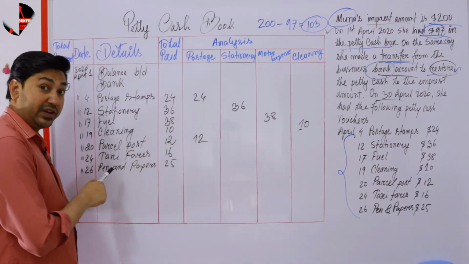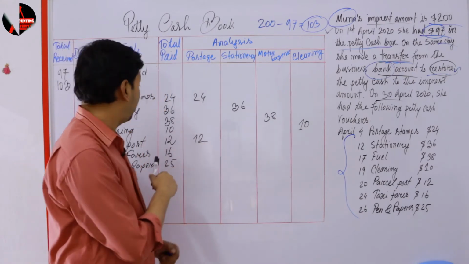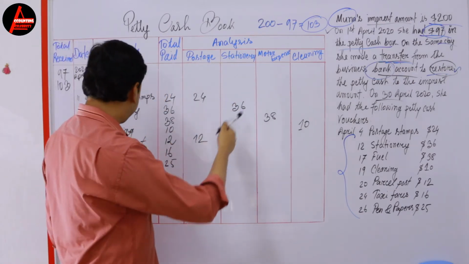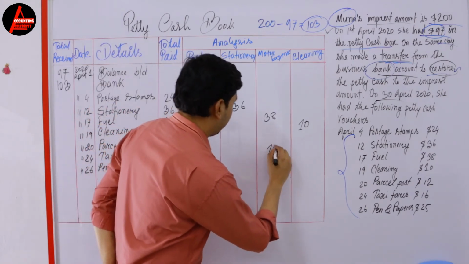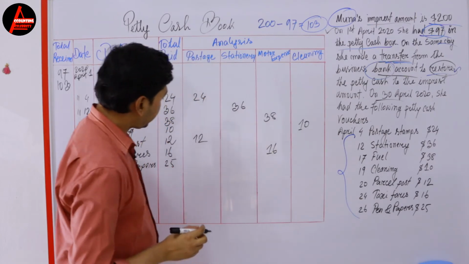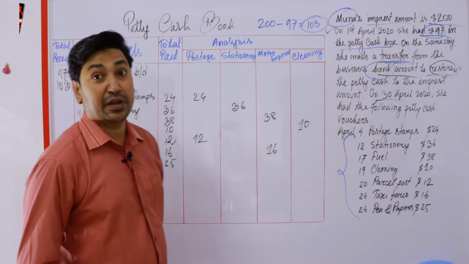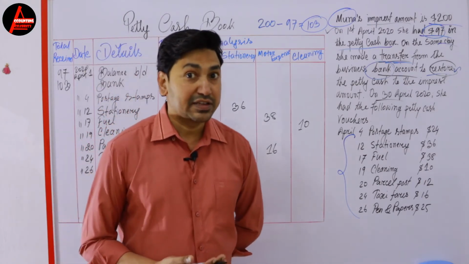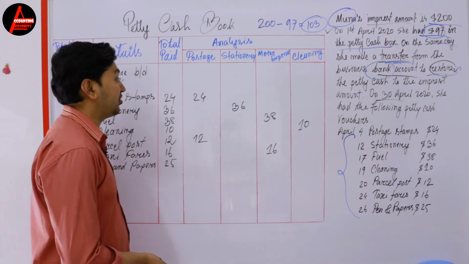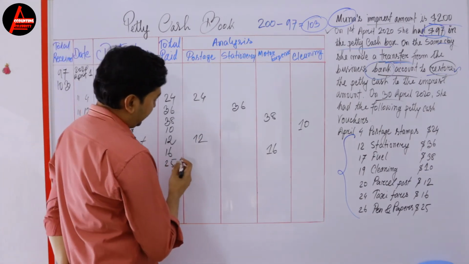After that, taxi fares. Where does taxi fare go? Which column? If you say that motor expenses, you are correct. Very good. Okay, what about last one? Pen and papers. What is pen and papers? Pen and papers are stationery. Okay, you have a stationery column here in the middle. So right here, $25.